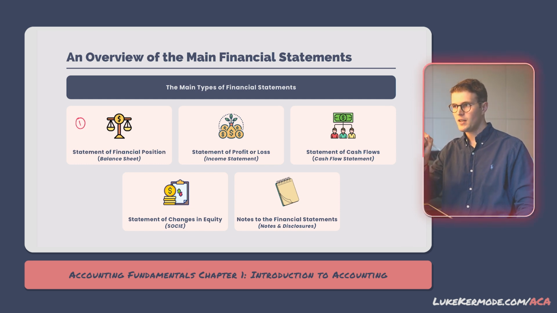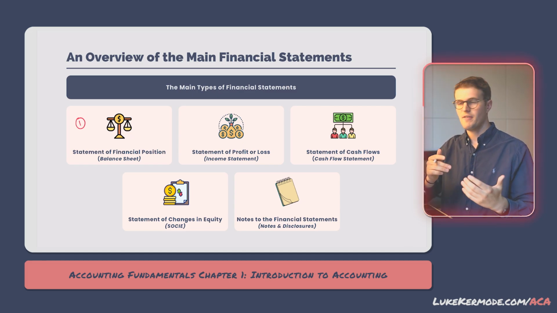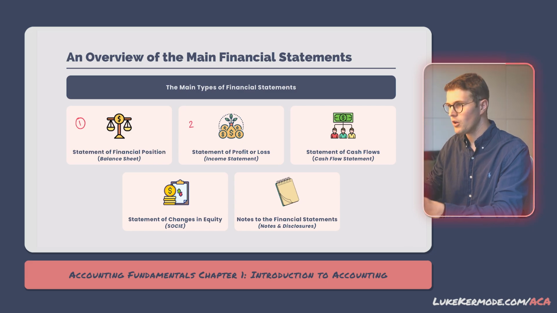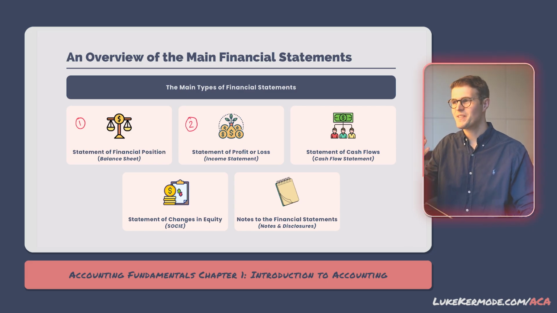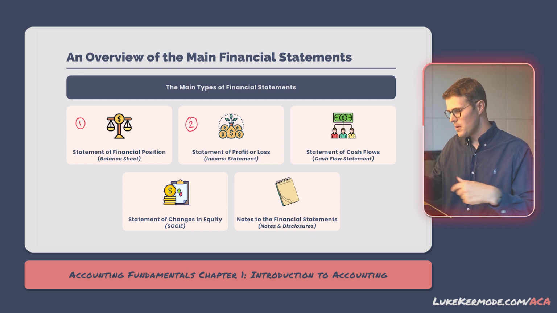This is often called the balance sheet, and it shows the business's assets, its liabilities and equity at the end of the reporting period. Think of it as a snapshot of the company's financial health at a specific point in time. Next is the statement of profit or loss, commonly known as the income statement. This shows the revenue earned and the expenses incurred during the reporting period. It tells us whether the business made a profit or a loss and gives insight into overall performance.